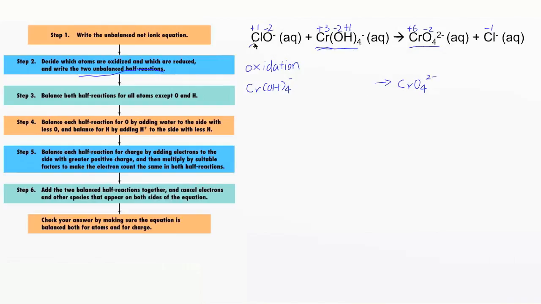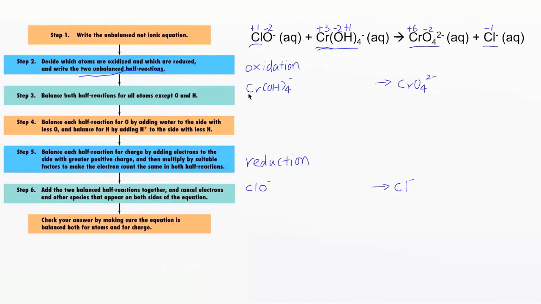For chlorine, it goes from +1 to -1. The oxidation state is going down, so this is a reduction half reaction. That would be ClO minus going to chloride. We finished step 2. Now let's go to step 3. Balance both half reactions for all atoms except oxygen and hydrogen.